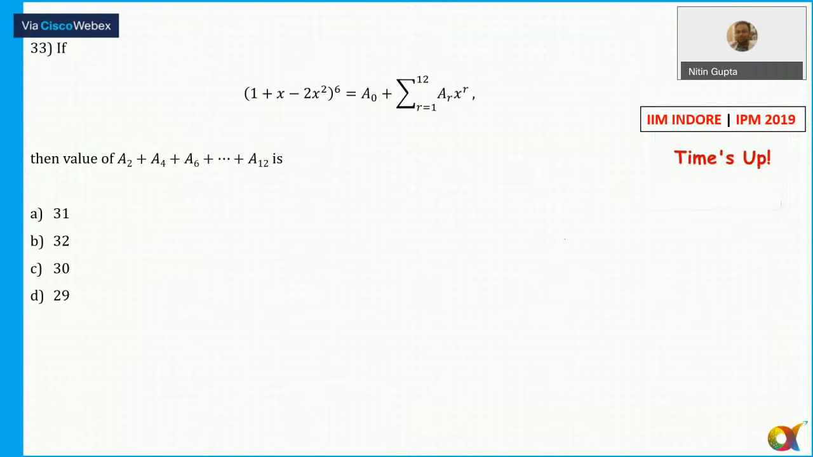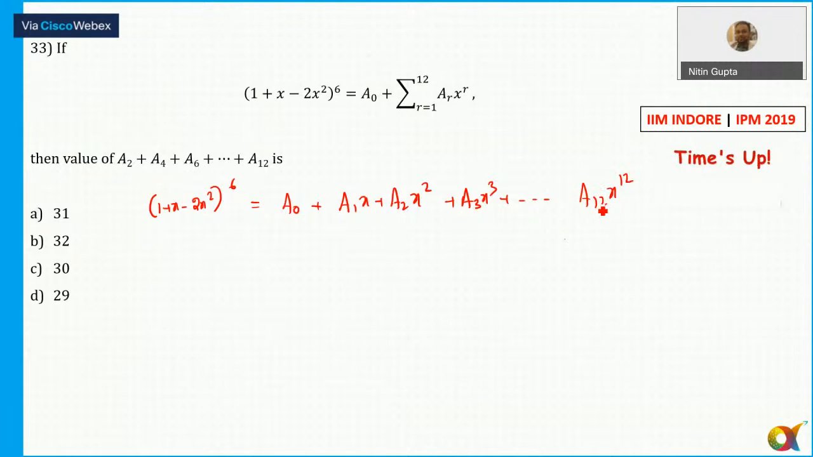All right, let's start with the discussion now. So it says (1 plus x minus 2x square) raised to power 6. So I can say this expression is equal to A0 plus A1 x plus A2 x square plus A3 x cube and so on, till it is equal to A12 x raised to power 12.